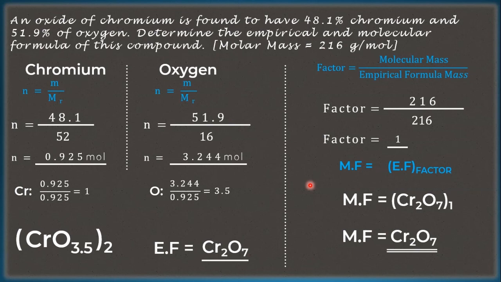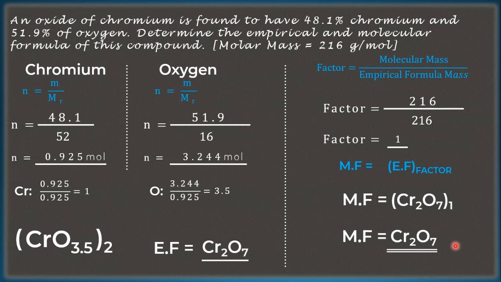This case is usually common when you have a formula with odd numbers. For example, 7, 5, 11. Compounds involving such numbers are usually just going to have the same molecular formula and empirical formula. If you divide that odd number, you're going to have a decimal point answer.